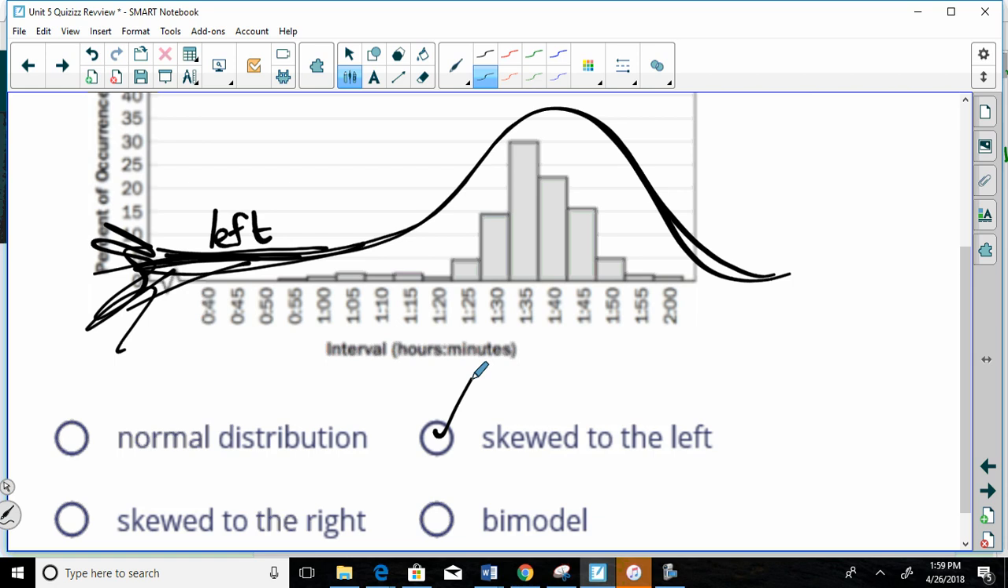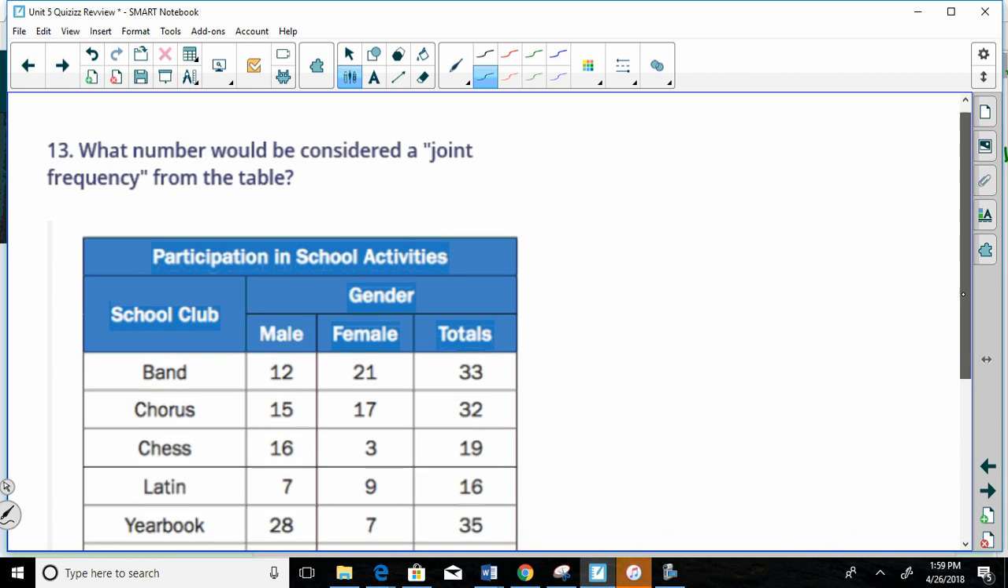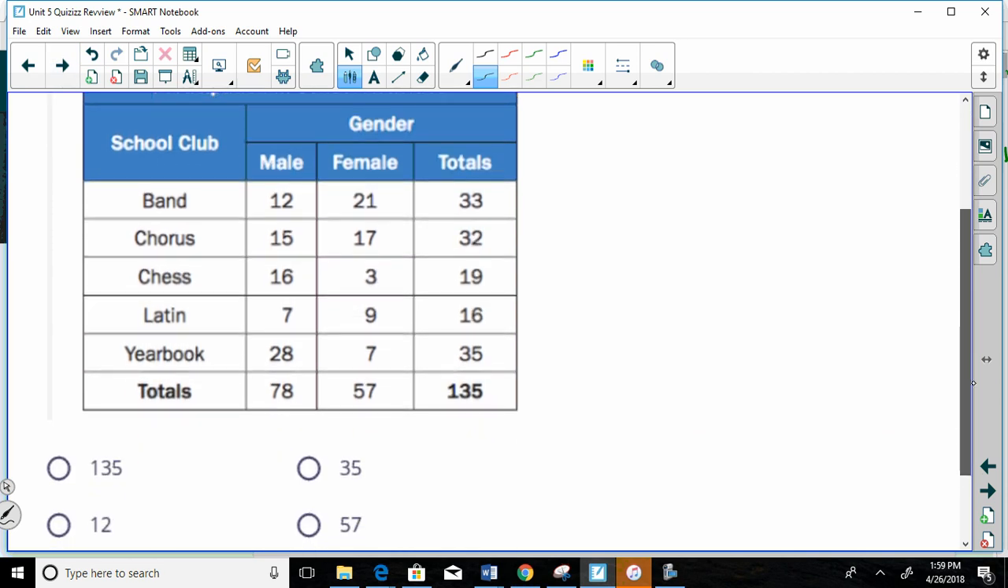What do we use when it's skewed? Median. All right. Which one of these numbers would be considered the joint frequency?